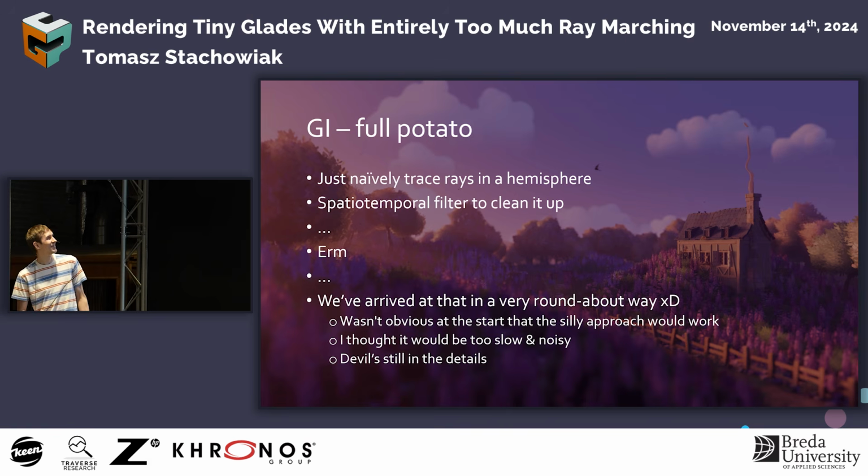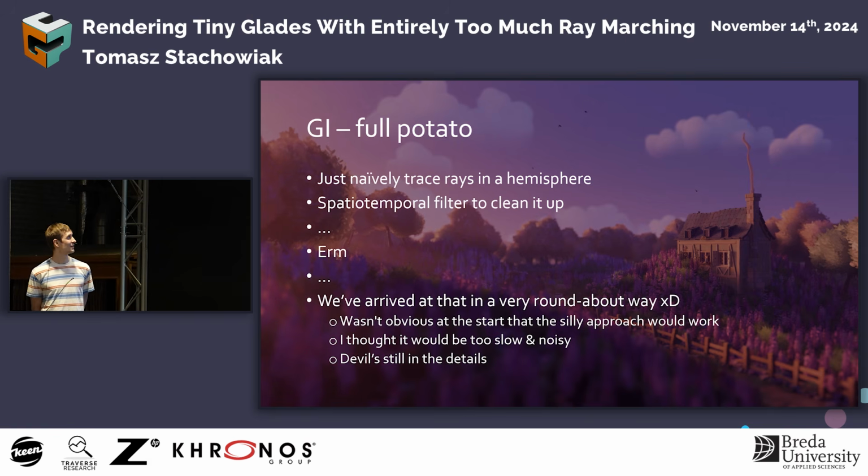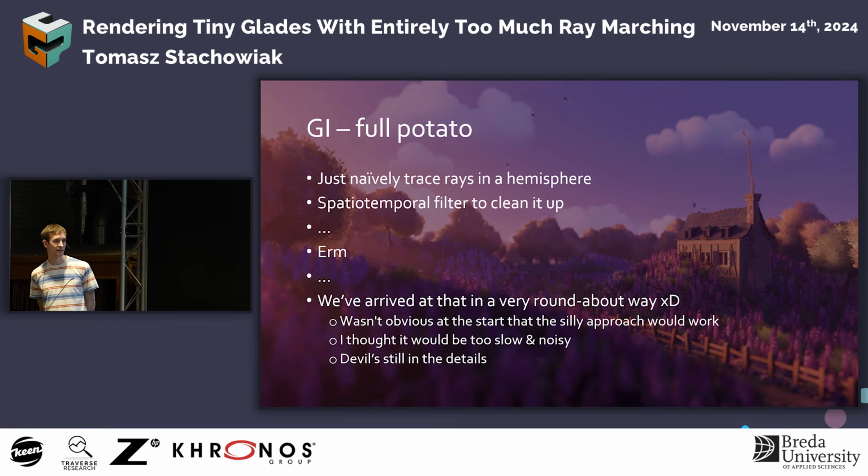And therefore, we went to just full potato GI mode, where we just ray trace a bunch of rays in the hemisphere and throw it at the spatial temporal filter to clean it up. And that's a very roundabout way to arrive at something that's actually quite simple, but it just wasn't very obvious from the start that the simple thing would work. And so there is some devil in the details in how the spatial temporal filter actually has to work in order to extract all of the detail and stability out of very sparse traces.